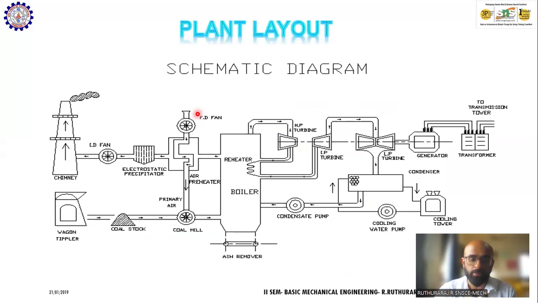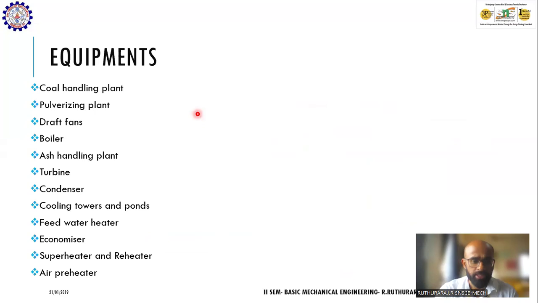So this is a schematic diagram of the power plant which we saw earlier. Various equipments are used here. One thing I would like you to note here is that there is a pulverizing plant mentioned here. What happens in the pulverizing plant is that it will turn the coal into fine powder. The reason for turning coal into fine powder is that whenever you turn it into a powder, its surface area increases. So when the surface area of the coal increases, it burns completely. So that's the reason we are using a pulverizer.